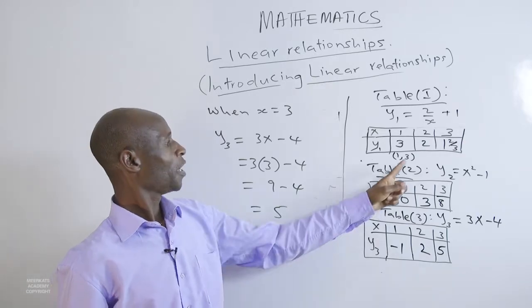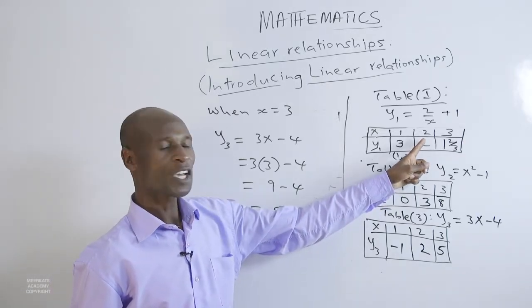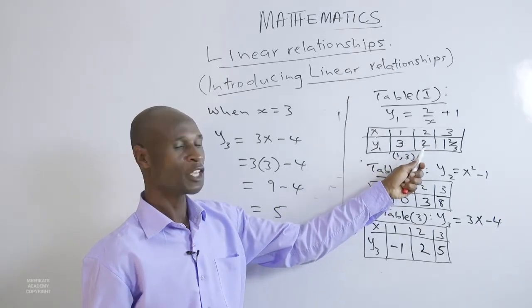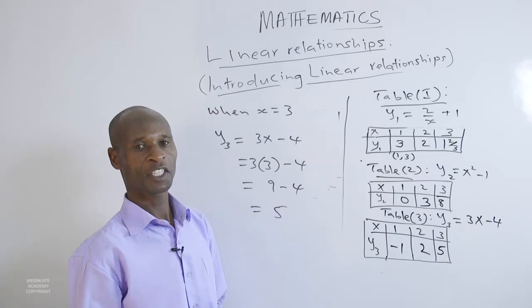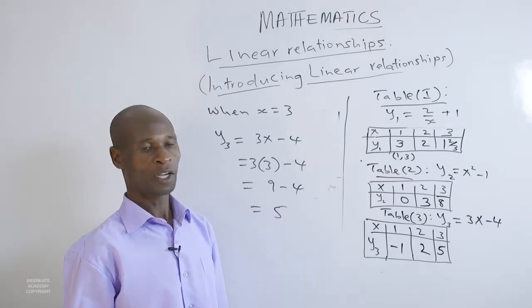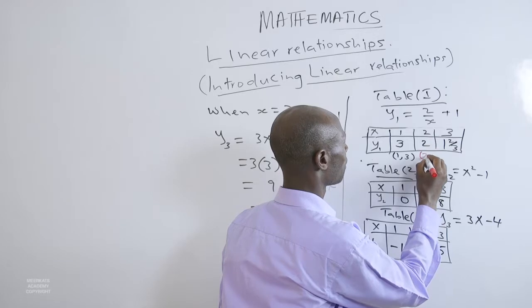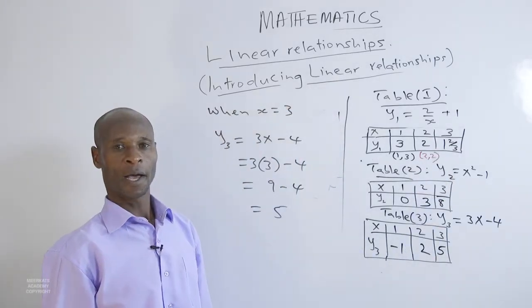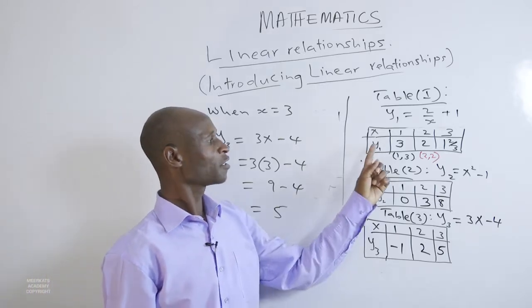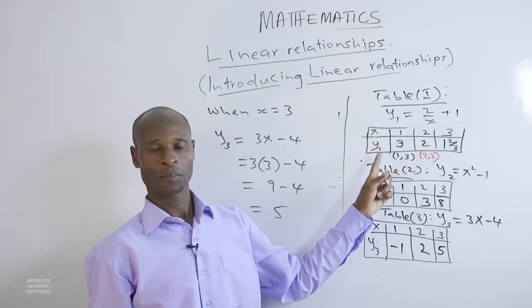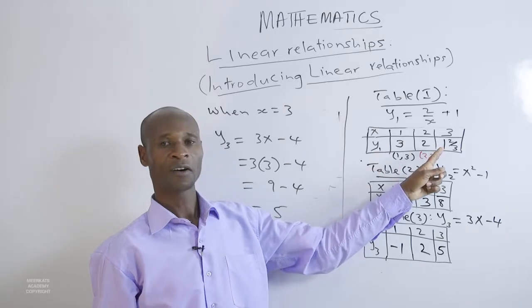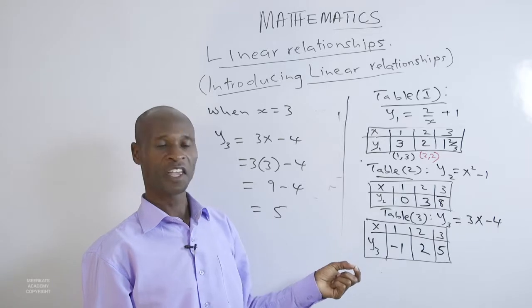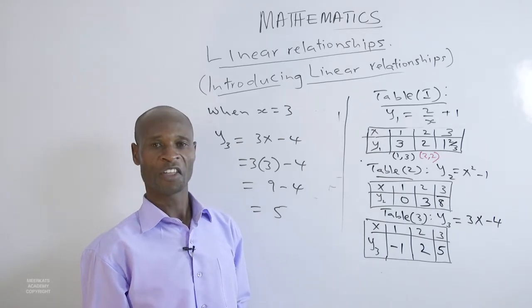Similarly, in the second case, when the x value is 2, the y value is 2. So the coordinate will be expressed as (2, 2). And lastly, when the x value is 3, the corresponding y value is 1 whole number 2 over 3. So the coordinate will be (3, 1 2/3).